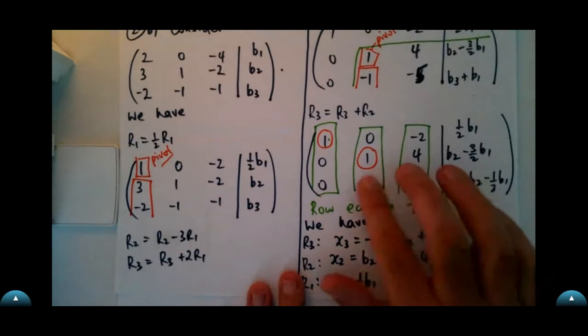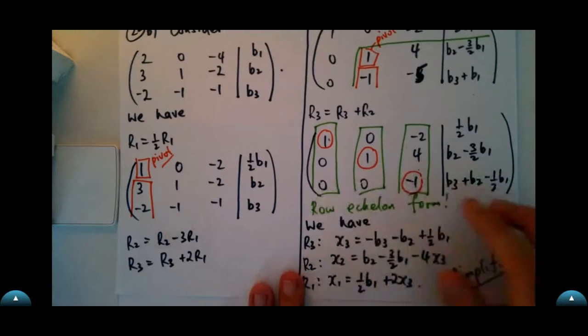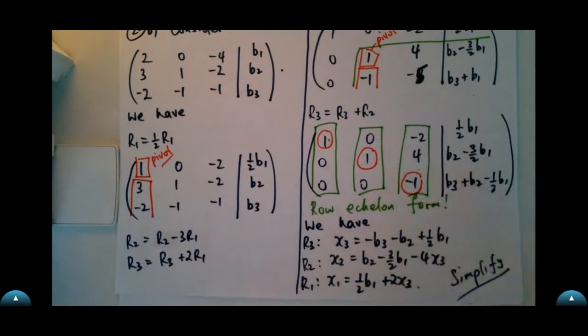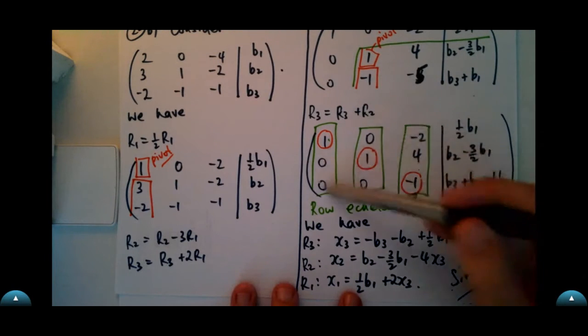When all the left-hand columns are leading, it means the system has a unique solution for every B1, B2, and B3. All right, Tom has a good question in the chat. Should we change it to reduced row echelon form before we work with the equations, or is that too risky? Tom, I guess it depends what works for you.